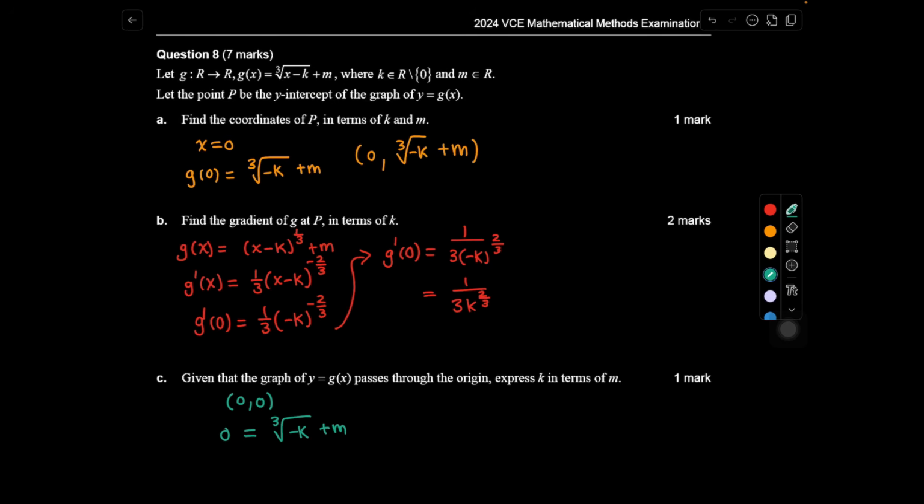And it says express k in terms of m. So we need to find what k is. So move the m to the other side. And then now we can cube both sides to get the k by itself. And then we get k is equal to m cubed. When you times both sides by -1, that will get rid of the negative on both sides.